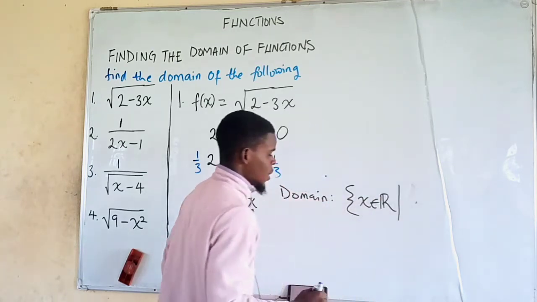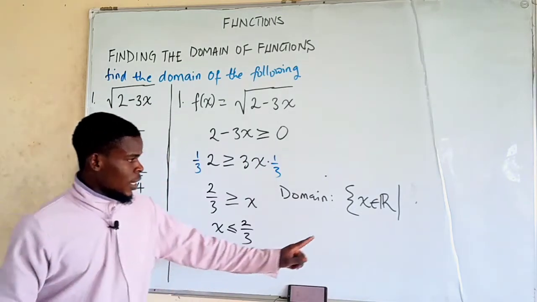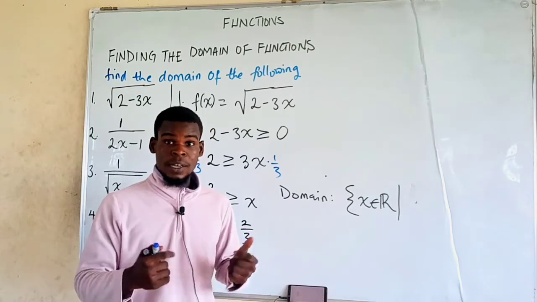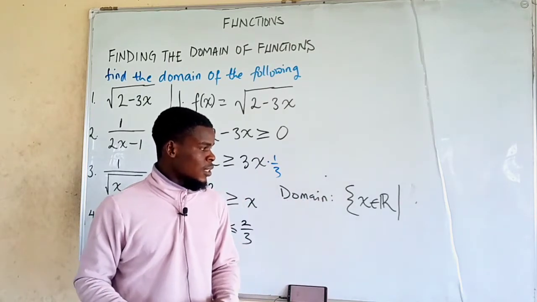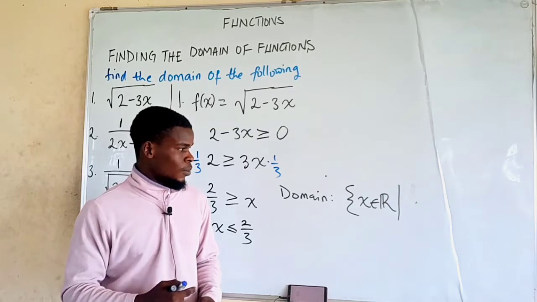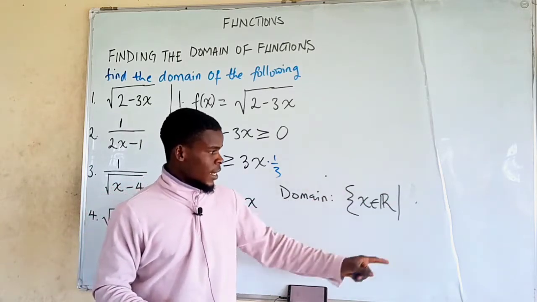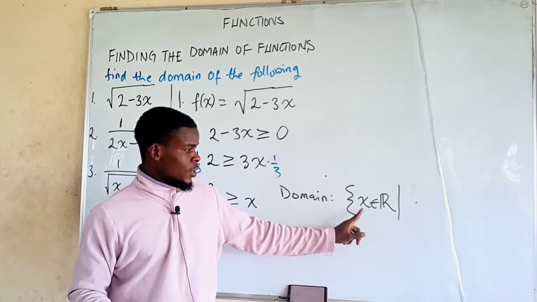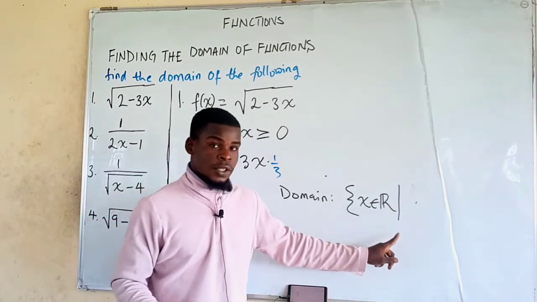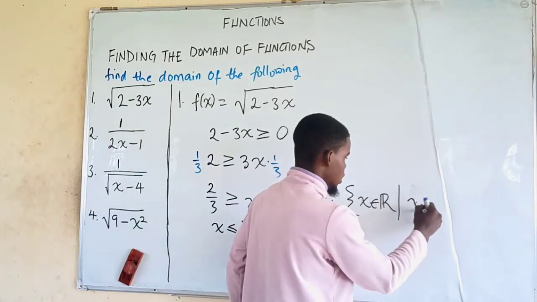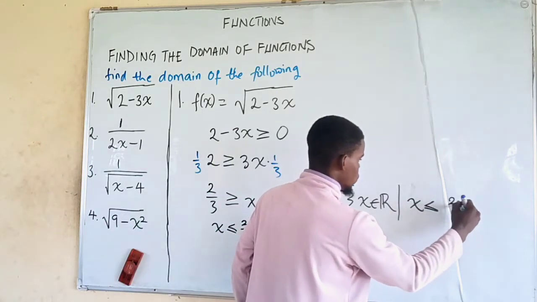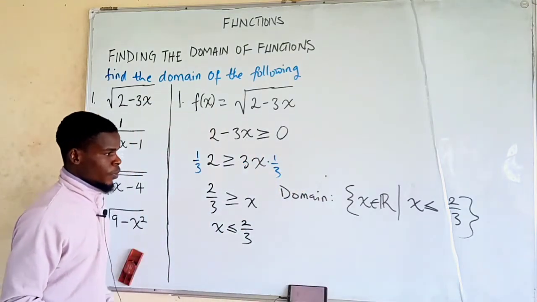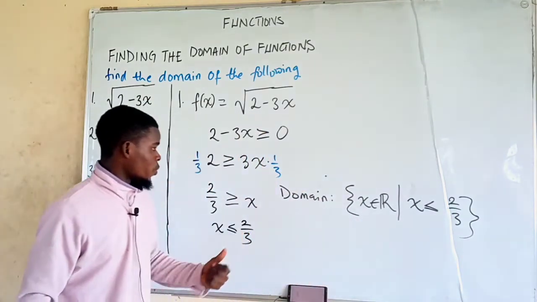So maybe you get familiar with some symbols here. This symbol means belongs to, from our study of sets, and this long slash here shows such that, right? So x, the set containing all x in R such that x is less than or equal to 2/3, that is the domain of that given function. We're talking about all real numbers less than or equal to 2/3, because that's what we get from this.